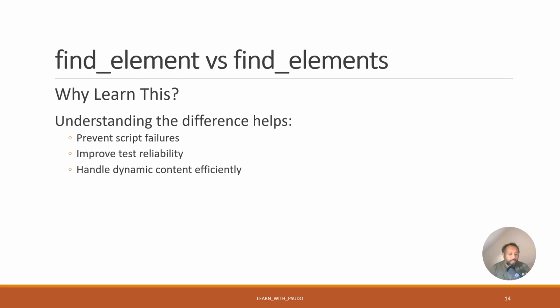All right, so why is this important? Firstly, it prevents test failure, especially when elements might not always be present. Secondly, it improves test reliability since you are handling different cases differently. And third, it handles dynamic content efficiently. In modern apps, the number of elements can vary at any time based on your application loading. So to handle that dynamic content efficiently, we need to understand where to use find element and where to use find elements.